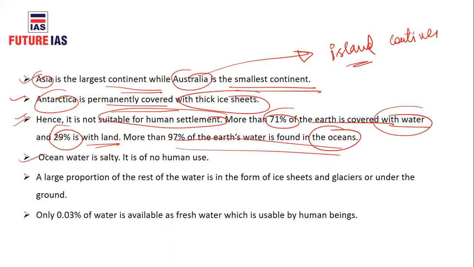Ocean water is salty, so it has no human use unless you treat it with desalination systems. Many such desalination systems have been set up. For example, in Chennai there is an acute shortage of drinking water, because the aquifers have become contaminated. They have become salty because of the excessive extraction of potable water from the ground. Now these saline aquifers have affected the potable aquifers, which has led to further depletion of water quality.